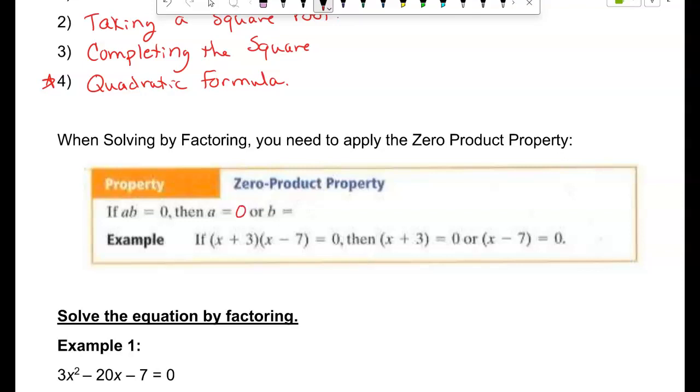Because 0 times anything is what? 0. Now, could the other one be 0? Yes. Yes. Could they both be 0? Yes. Yes, but we're going to use that property to be able to figure it out. But here's the key thing. To do the zero product property, your equation has to equal what, my friends? It has to equal 0.